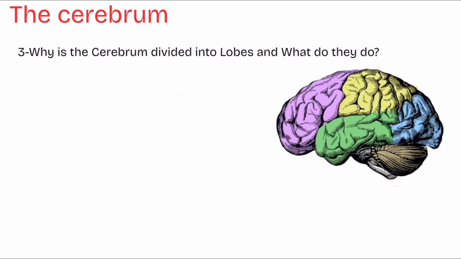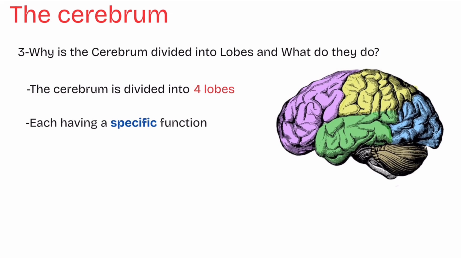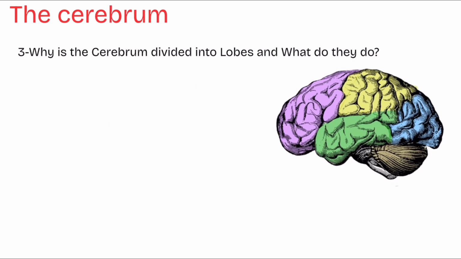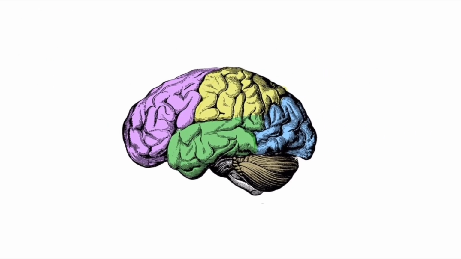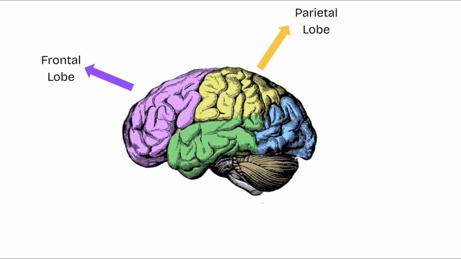Third question, why is the cerebrum divided into lobes and what do they do? The cerebrum is divided into 4 lobes on each side, each having a specific function. The 4 lobes are the frontal lobe, the parietal lobe, the occipital lobe, and the temporal lobe.